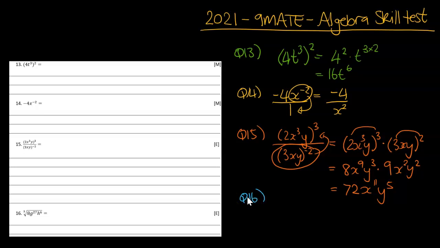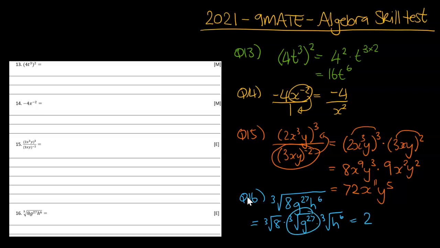Number 16, this is actually the third excellence question from this, and the question looks a bit nasty, but we're looking for the cube root of 8g to the power of 27, h to the power of 6. So the first thing to note is we're just going to break it up into its parts, and forgive me, I probably should have had more room, but that's going to become the cube root of 8 times the cube root of g to the power of 27 times the cube root of h to the power of 6. When we simplify all of that, the cube root of 8 is going to be 2.